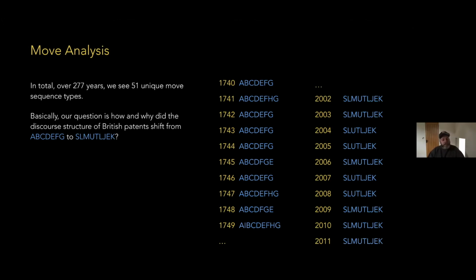And so our focus question for this talk is how and why did the discourse structure of British patents shift from A, B, C, D, E, F, G to this, over these 300 years.